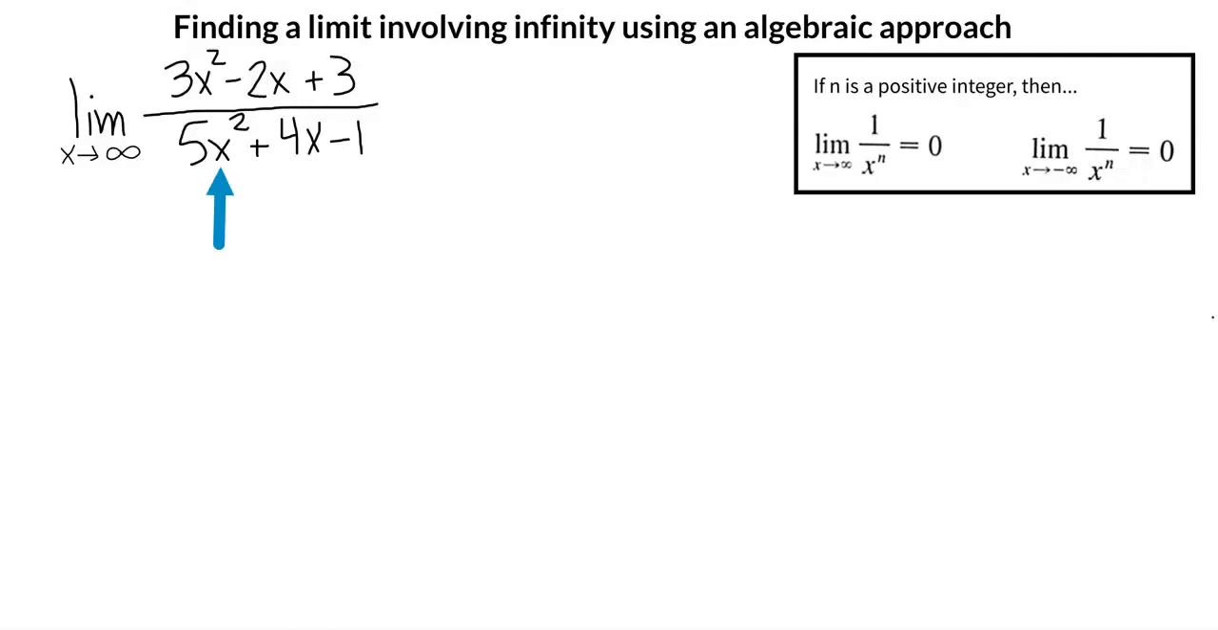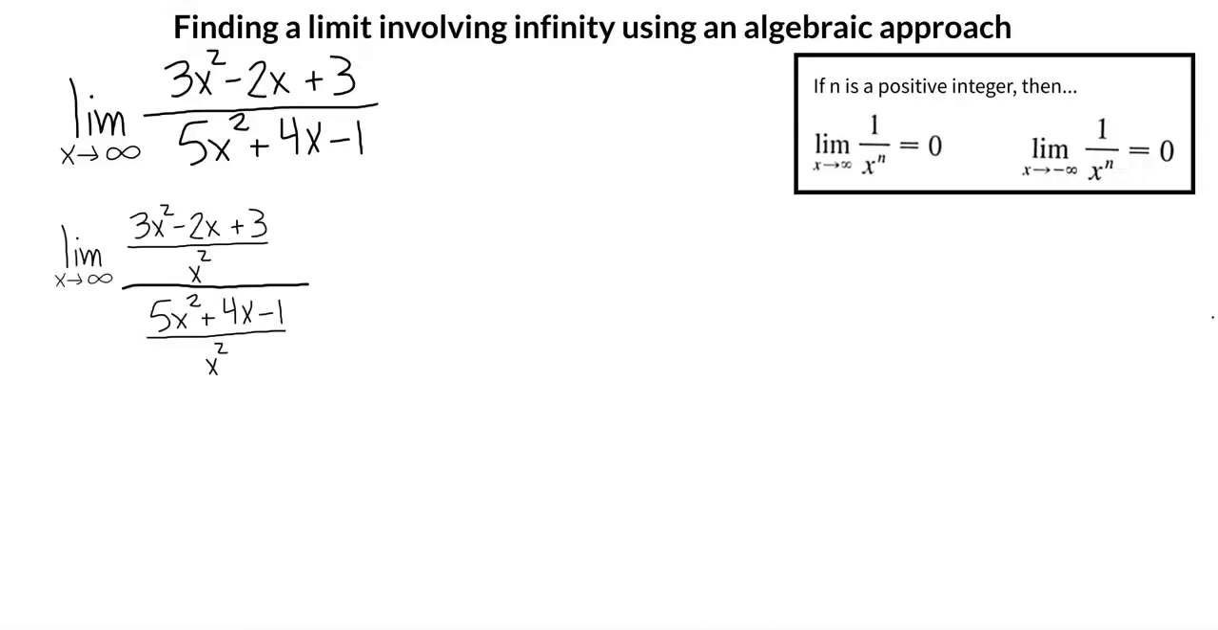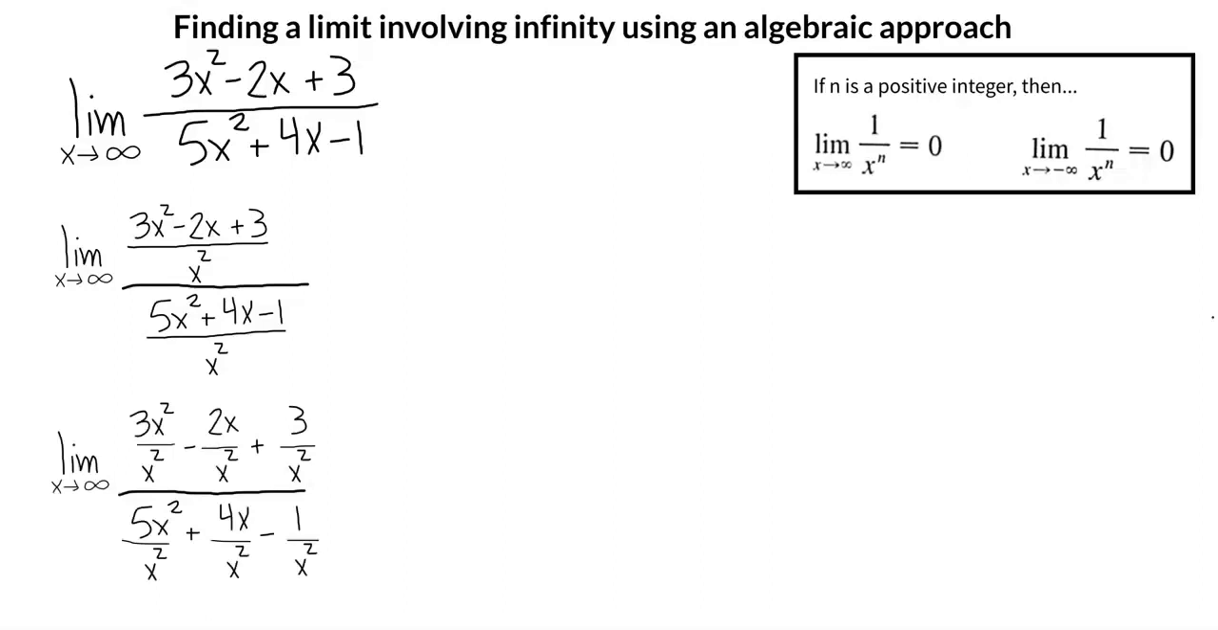In this case, the highest power is x squared. So we will divide the numerator and denominator by x squared. Now, let's distribute to each term. Now we can simplify.